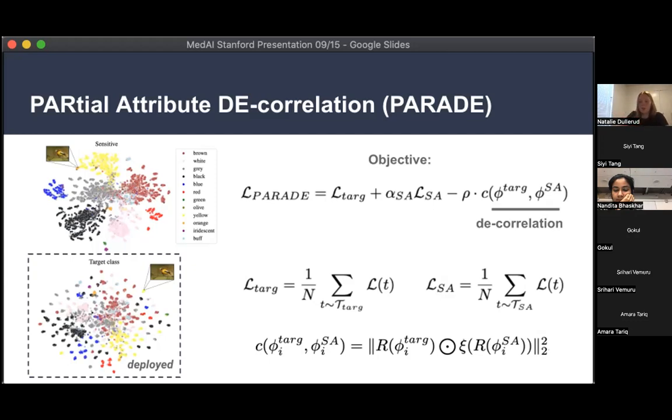And so now to discuss the constants, we have alpha SA, which weights the sensitive attribute loss, and rho, which controls the magnitude of decorrelation. So since rho modulates the decorrelation term, the resulting model can retain some attribute information. And that's why we have the name partial decorrelation. Additionally, we can control the extent to which the model up to the penultimate layer learns the sensitive attribute by weighting the sensitive attribute loss higher or lower.